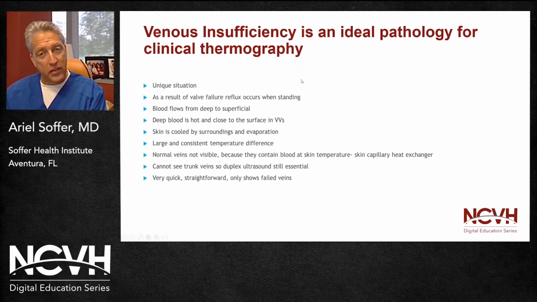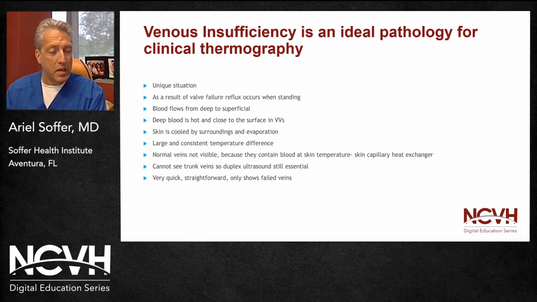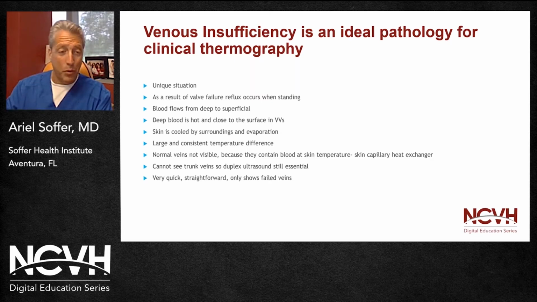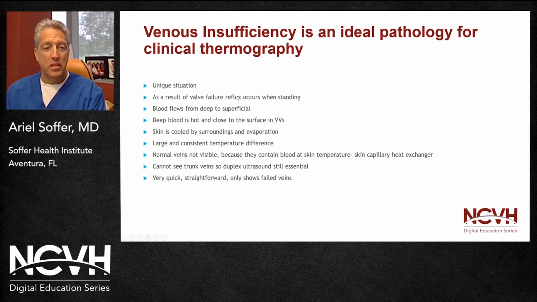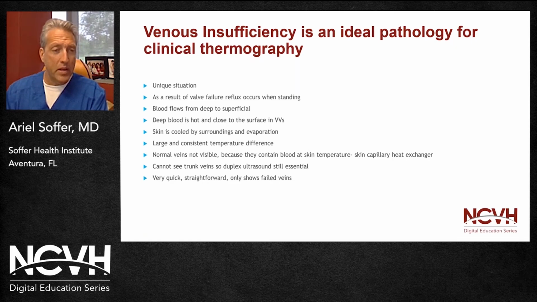Venous insufficiency is the ideal pathology for clinical thermography, and I'll explain why. The unique situation is that when valves reflux, particularly when standing, blood flow from the deep system, the core system, which tends to be a few degrees higher than the superficial system, tends to leak out. Deep blood is hot, and when it goes into the surface vessels such as varicose veins, it makes a great demarcation between that and the skin, which is cooled by the surroundings and evaporation.